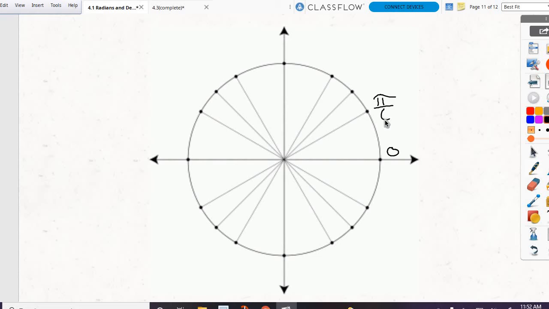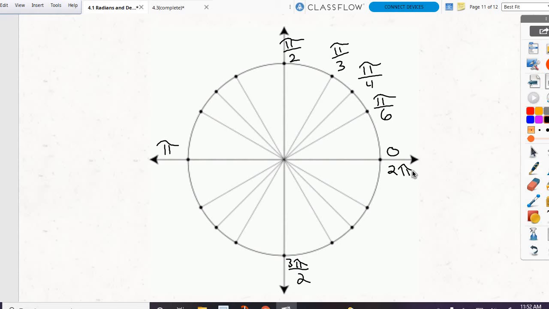Pi over 6. Our 45 was pi over 4. And our 60 was pi over 3. What's our right angle? Pi over 2. Our straight angle? Pi. Going down, we get 3 pi over 2. And then all the way around is 2 pi. Are we all right with that so far?